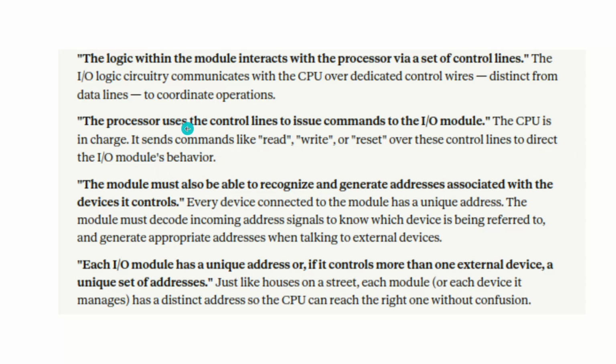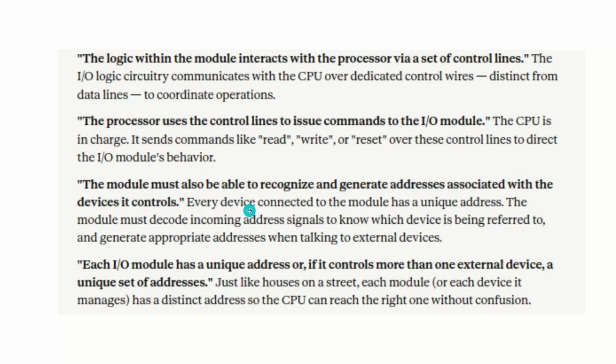So these control lines are used here, which we have already discussed. They can send commands to the IO module like read, write, reset. These commands are sent through these control lines to direct this IO module's behavior. Fine. The module must also be able to recognize and generate addresses associated with the devices it controls.